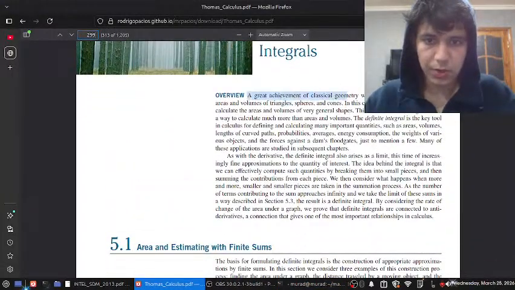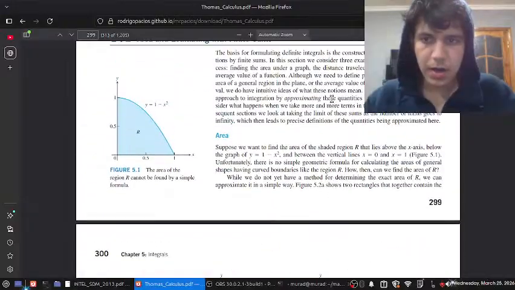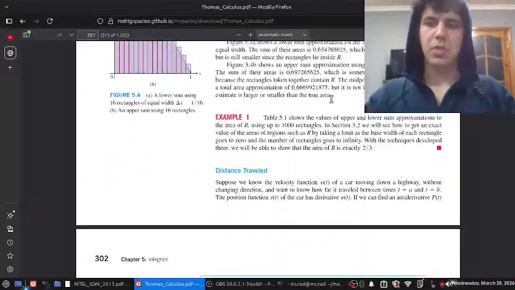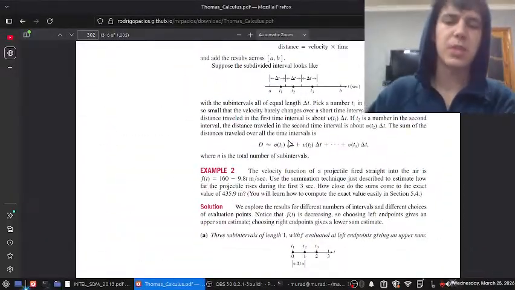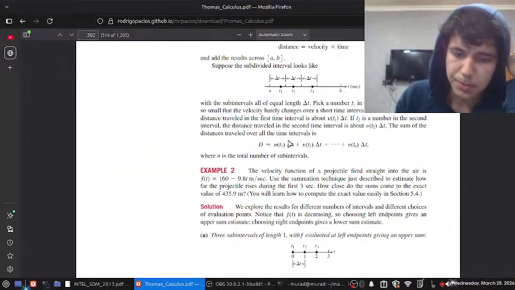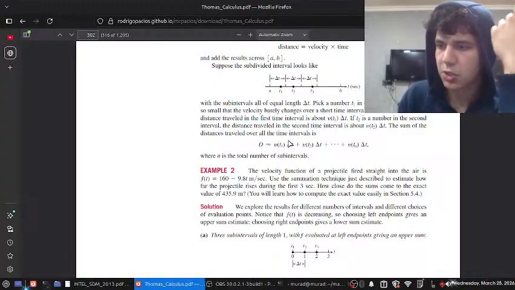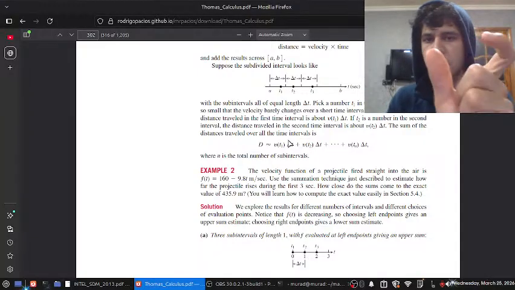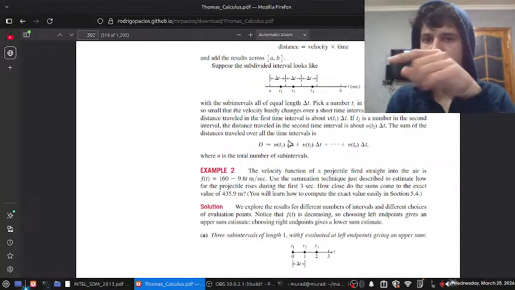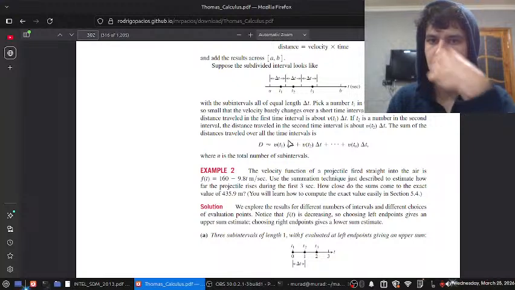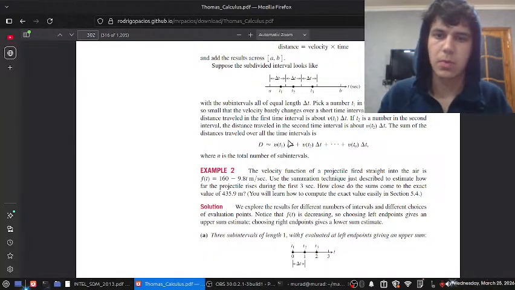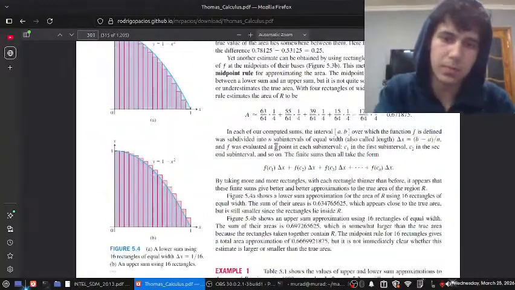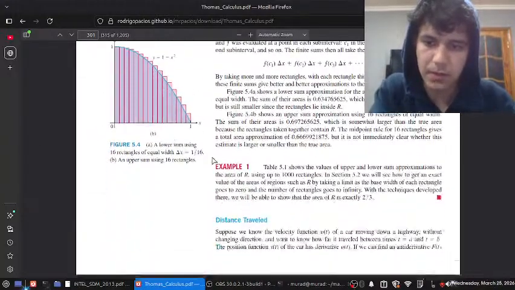Thomas Calculus is a great achievement. Archimedes made the integral. The integral is a sum of particles that cannot be added by a human. Like we cannot add the infinite particles in the interval. Yeah, this is the definition of integral.